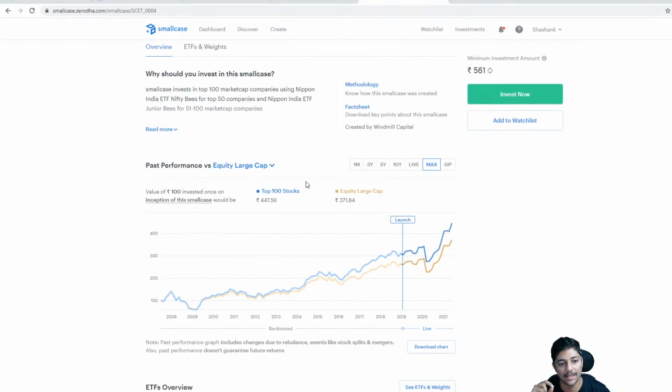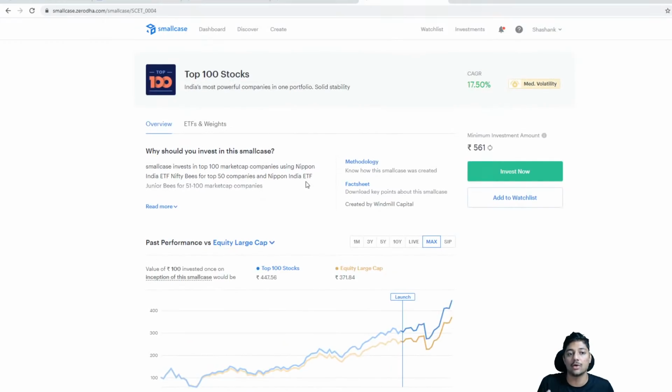Now, let me tell you something which is fundamentally very important. First of all, a lot of people are commenting on the chat saying that CAGR is not correct on the smallcase website. Yes, the CAGR might be correct, might not be correct. My job is not to look at that. I am telling you how to think in a different way. Whether you want to buy or not is completely up to you, but I'm going to tell you how to think in a different way.